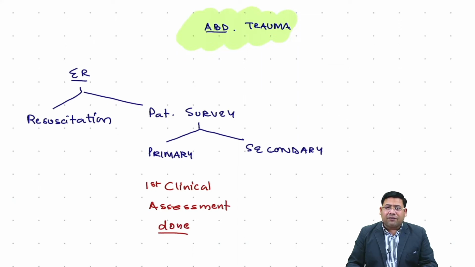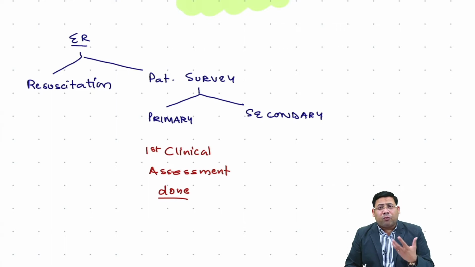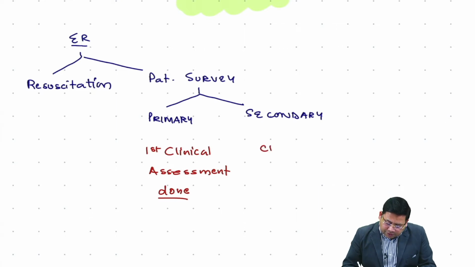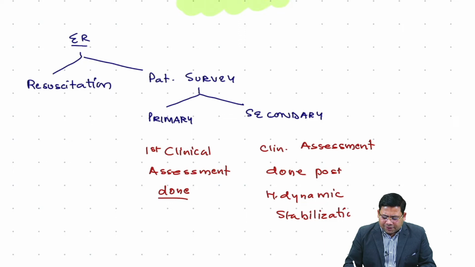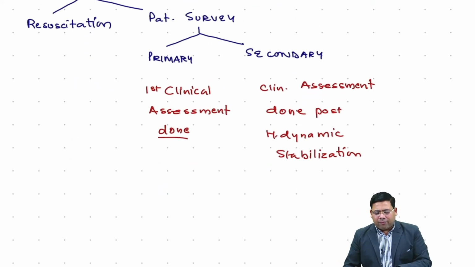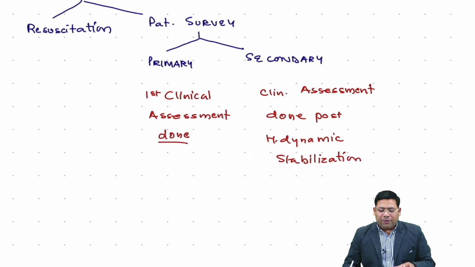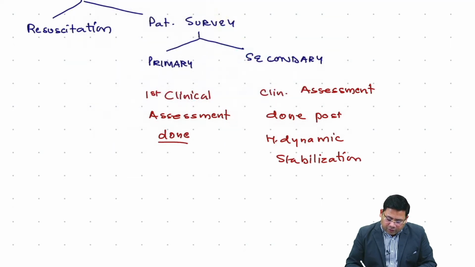And what is the secondary survey? You need to take out information which could modify the outcome. This is the clinical assessment done post hemodynamic stabilization. We shall discuss this in detail later, but just to be concise, in the primary survey we follow the concept of CABCDE. What do you mean by this CABCDE?